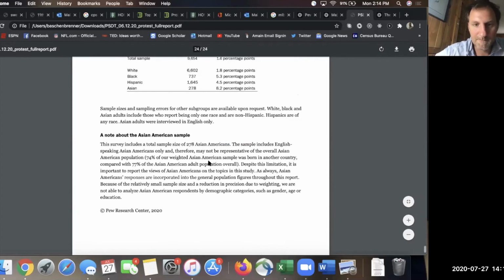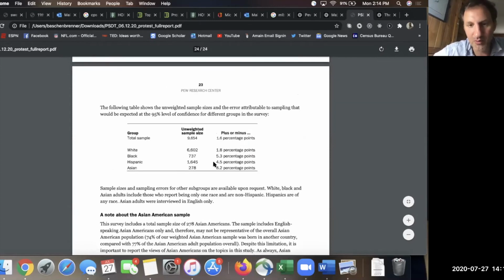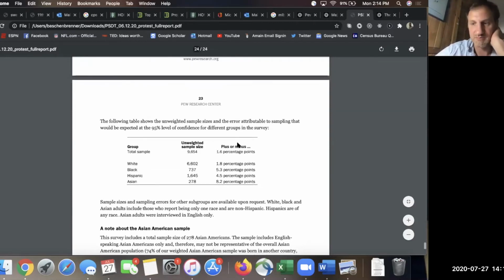Oh, here we go. 95% level of confidence. So for the total sample, it's 1.6 percentage points. Okay, so go ahead and write down 1.6 percentage points. I'm going to get that number over here in Excel in a second. At the end of the report, they tell you, and they've actually got different margins of error for the different groups. There's a mathematical way to go from the sample size to the percentage margin of error, but we don't ask you to do that anymore. It's not really worth your time.